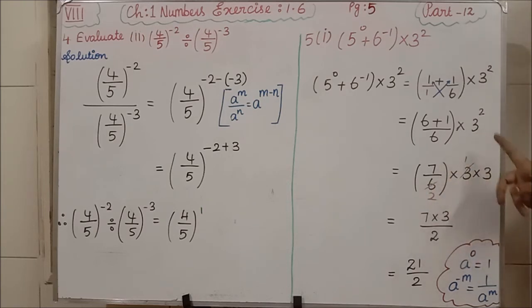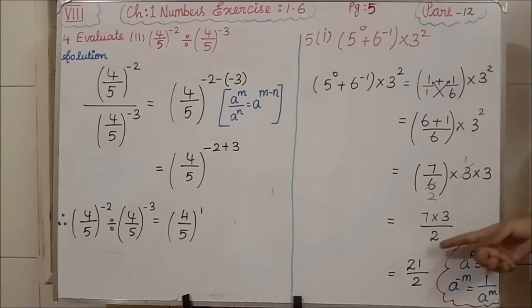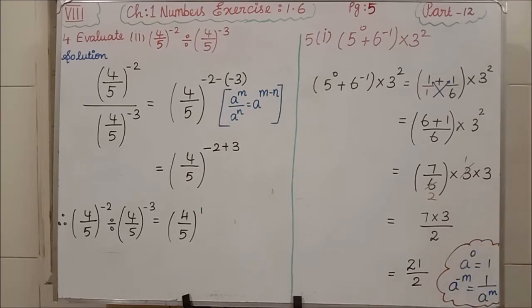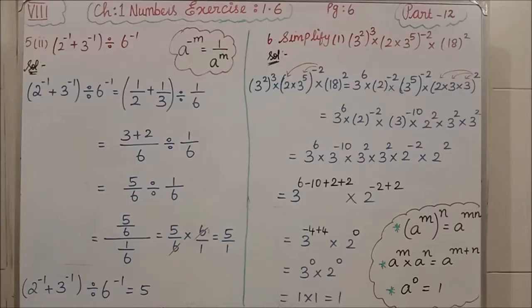So what is left in the numerator? 7 into 1 into 3. Isn't it? 7 into 1 is 7 into 3, I have written, divided by 2. 7 3s are what? 21. So the denominator, what are we having? 2. So the answer is 21 by 2. Clear all of you? Fifth question, second subdivision we will see now.